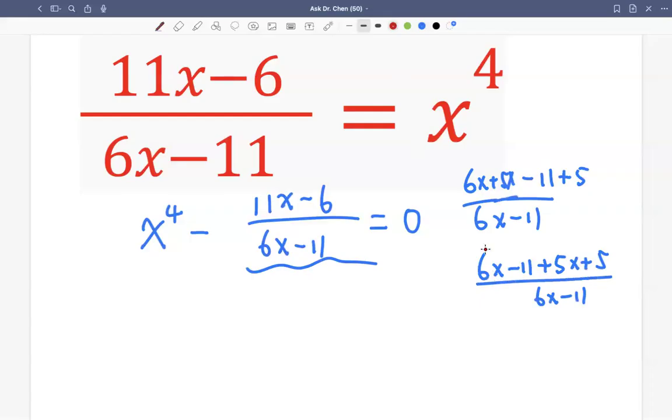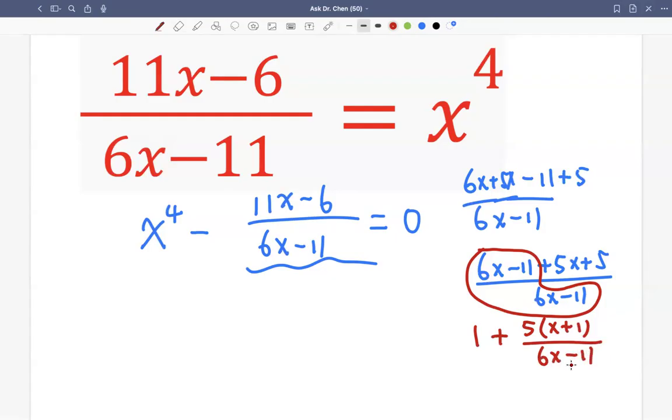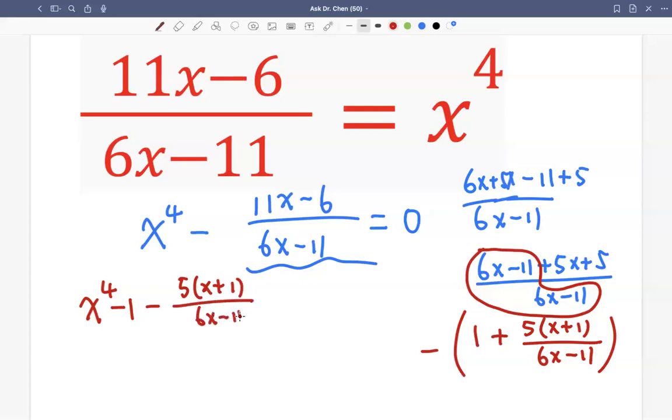Now, when I divide like this, I get a 1. Then I get 1 plus 5x plus 5, and I can factor out 5. So I can write it as this. All right, so let's put it back in here. I can write it as x raised to 4 minus 1, because I have this minus here, minus 1, then minus 5 times x plus 1 over 6x minus 11.